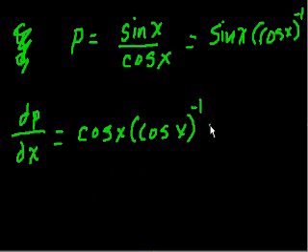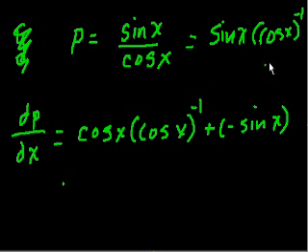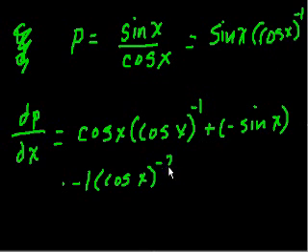And then to that we add the derivative of the second term. Well, we have to use the chain rule here. So we take the derivative of the inside. Well, derivative of cosine x is minus sine of x. And then times the derivative of the outside. Well, that's minus 1 cosine of x to the minus 2. And then we multiply that times the first term, sine of x.